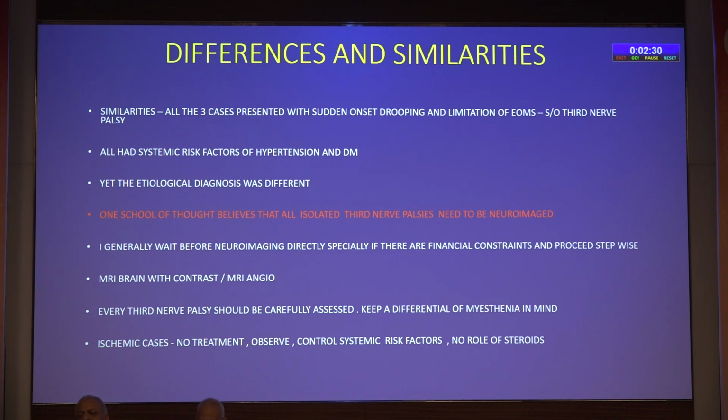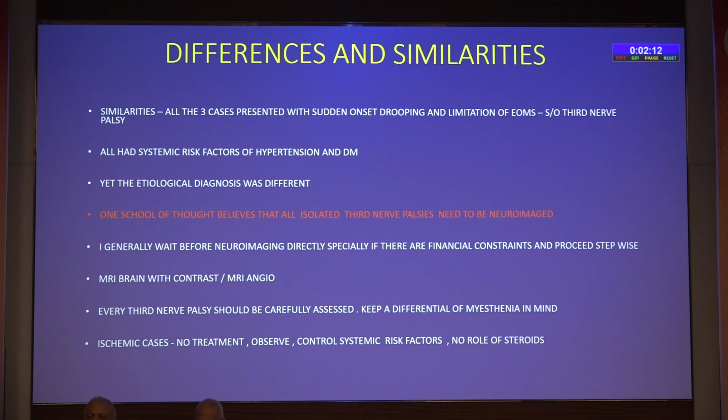So one school of thought believes that all isolated third nerve palsies definitely need to be neuroimaged, and more so in the case of third nerve palsies, which are definite medical emergencies. I generally wait before neuroimaging directly, especially if there are financial constraints, and proceed stepwise like I've demonstrated in these three cases.